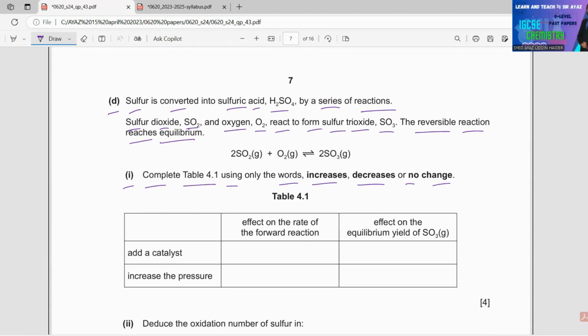So what will be the effect of adding a catalyst on the rate of forward reaction? So it will definitely increase. So you will write increases. What about the effect on the equilibrium yield of SO3? Remember, catalyst only increases the rate of reaction. It doesn't have any effect on the yield of the products obtained. So you'll write no change here.